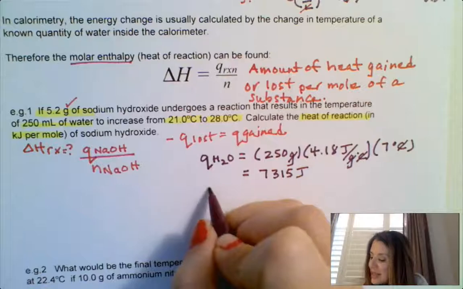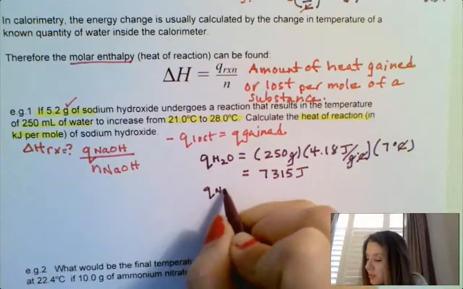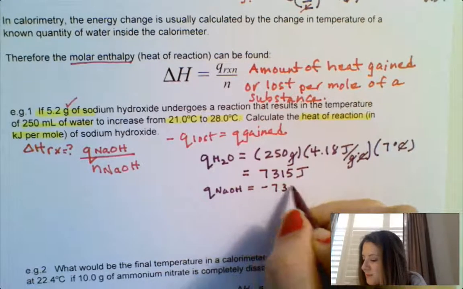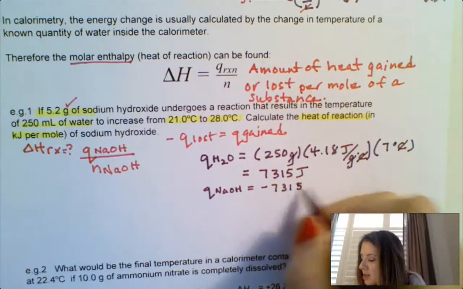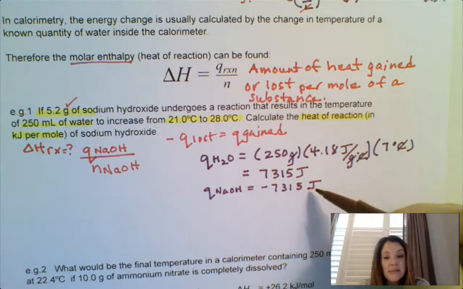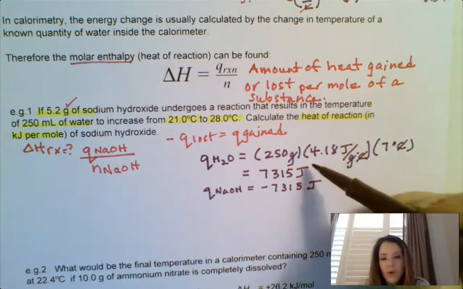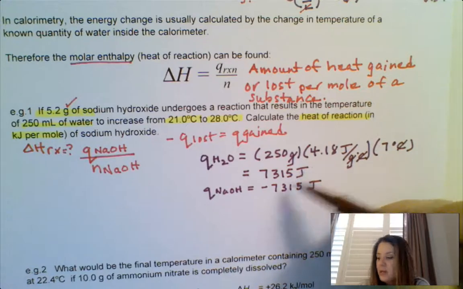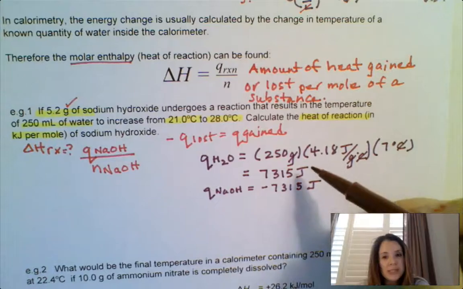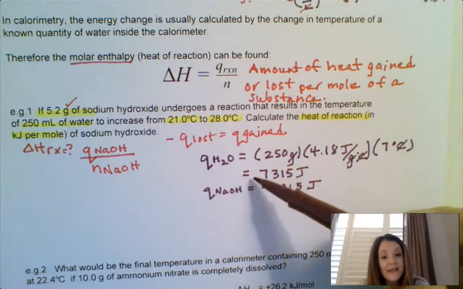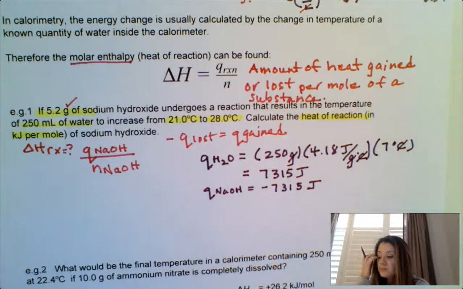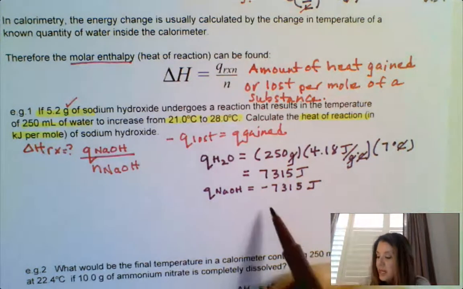So that means that Q of my sodium hydroxide is the negative value of that. When sodium hydroxide reacts with water, it is losing heat energy to the water. The water is gaining the heat energy. Because I have flipped the sign there, that's how I know which one's losing, which one's gaining. If the water ended up being a negative value, then the sodium hydroxide would be a positive value. Okay, so Q lost equals Q gained.